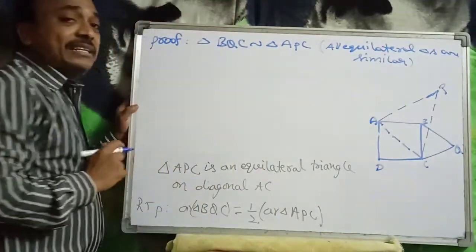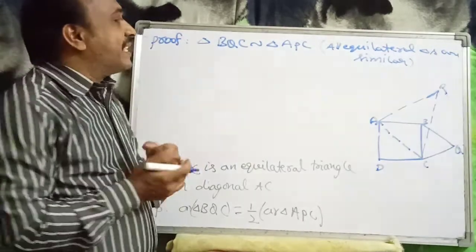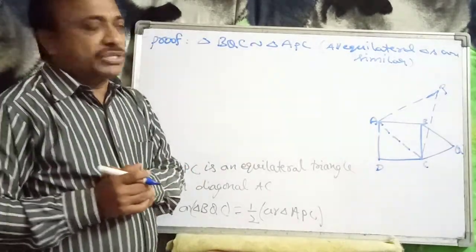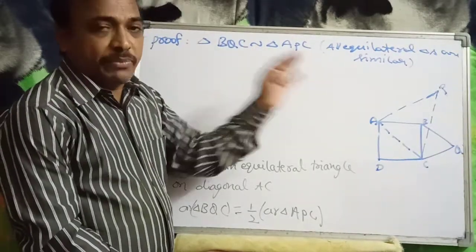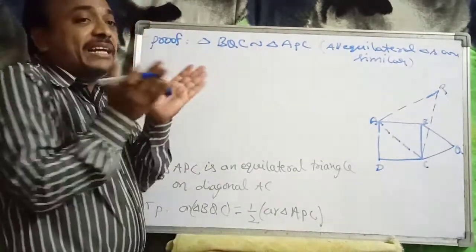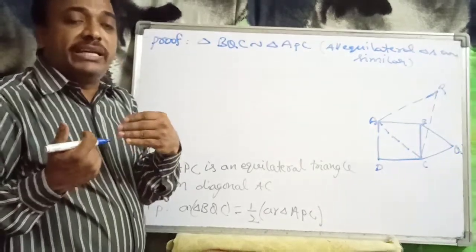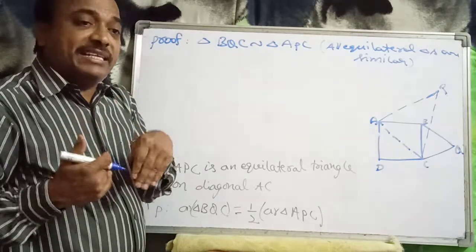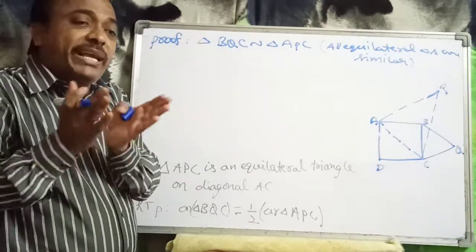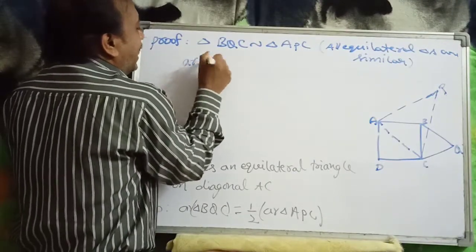Equilateral triangles are similar. So once the triangles are similar, their corresponding sides will be in proportion, and the ratio of the areas of two similar triangles will be equal to the square of the ratio of the corresponding sides.